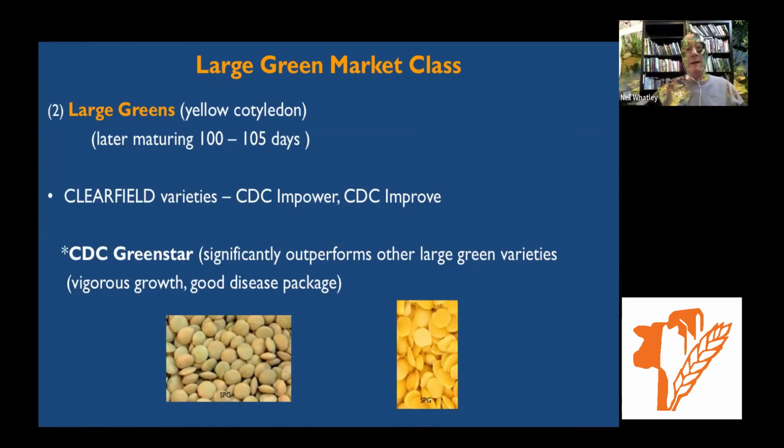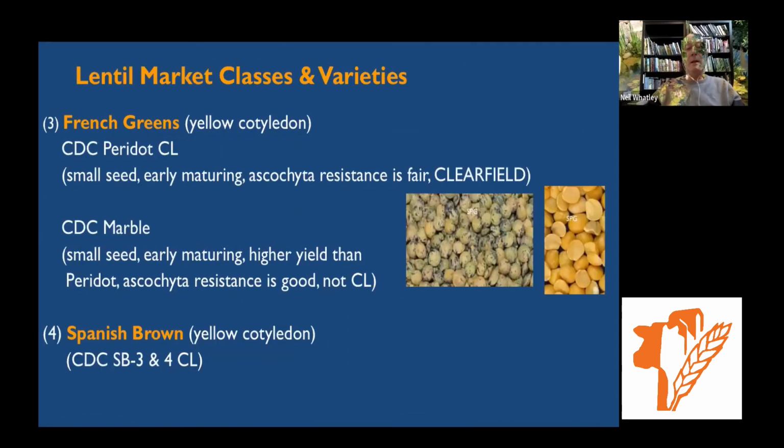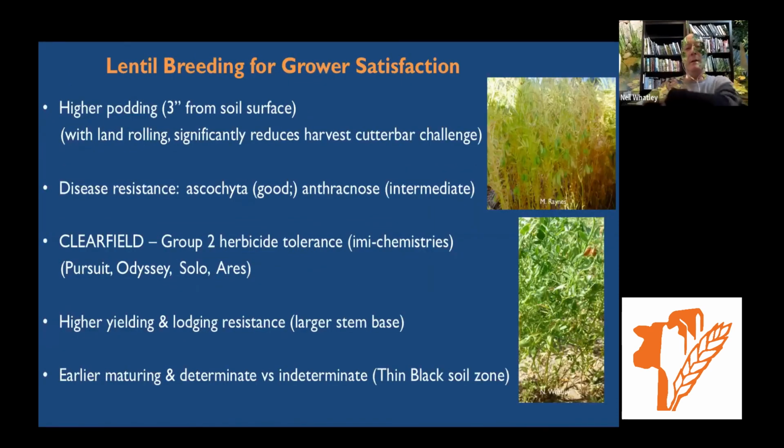We've got Clearfield varieties, and the breeders tell me the best one right now is CDC Green Star, and it significantly outperforms other large green varieties. It's got vigorous growth and a really good disease package in it, but it's not Clearfield, so you can't use a group 2 herbicide on it. Other market classes I'll just mention, French greens, yellow cotyledon, and Spanish browns. These are grown very little on the prairies, but there are potential niche markets, and some pulse growers do grow them, and the breeders keep breeding for them.